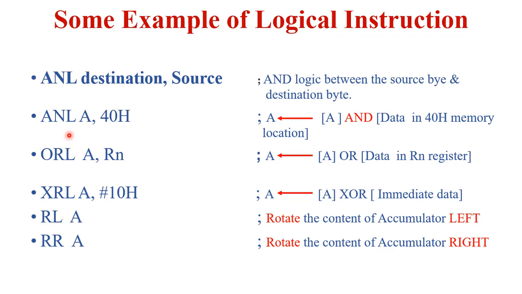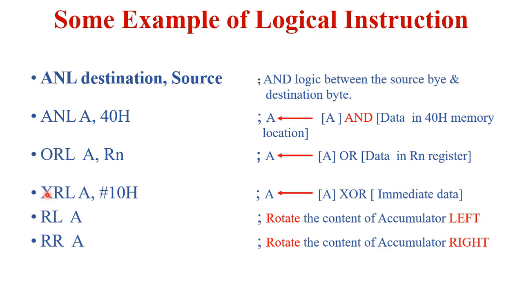Next is ANL A comma 40H. This instruction is again an example of AND instruction. This instruction tells that AND the content of the accumulator register with the content of the 40H memory location and the result is stored in the accumulator register. Next instruction is ORL A comma Rn. This instruction is an example of OR logical operation, and it tells that perform OR operation between the accumulator data and the data stored in the Rn register and the result is stored in the accumulator register.